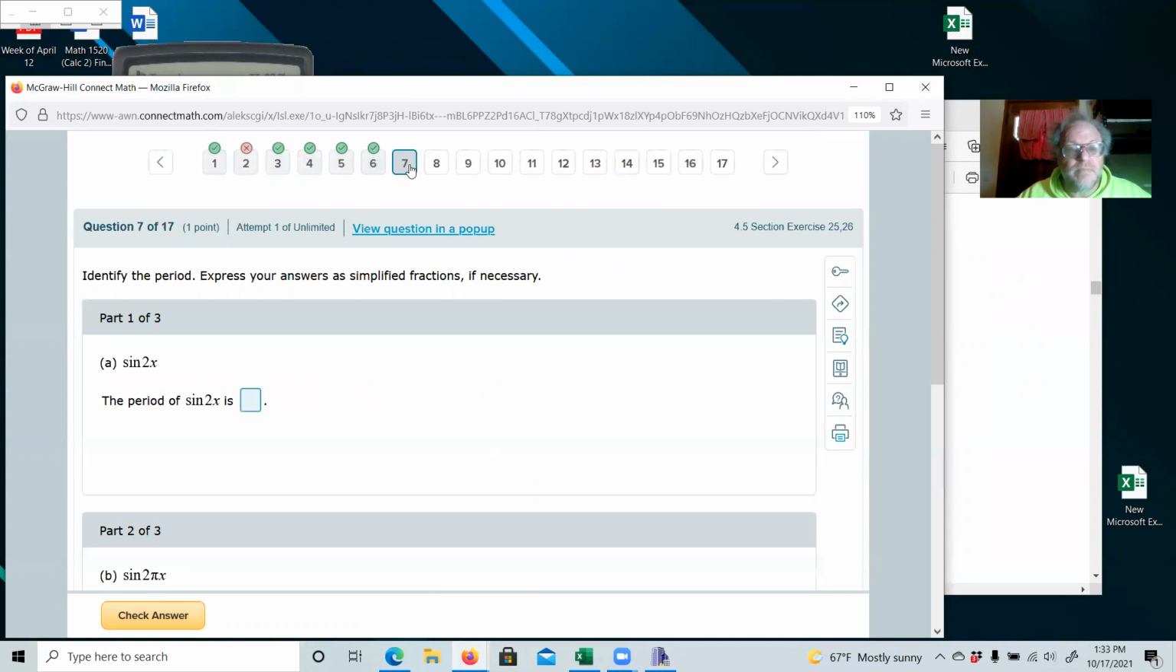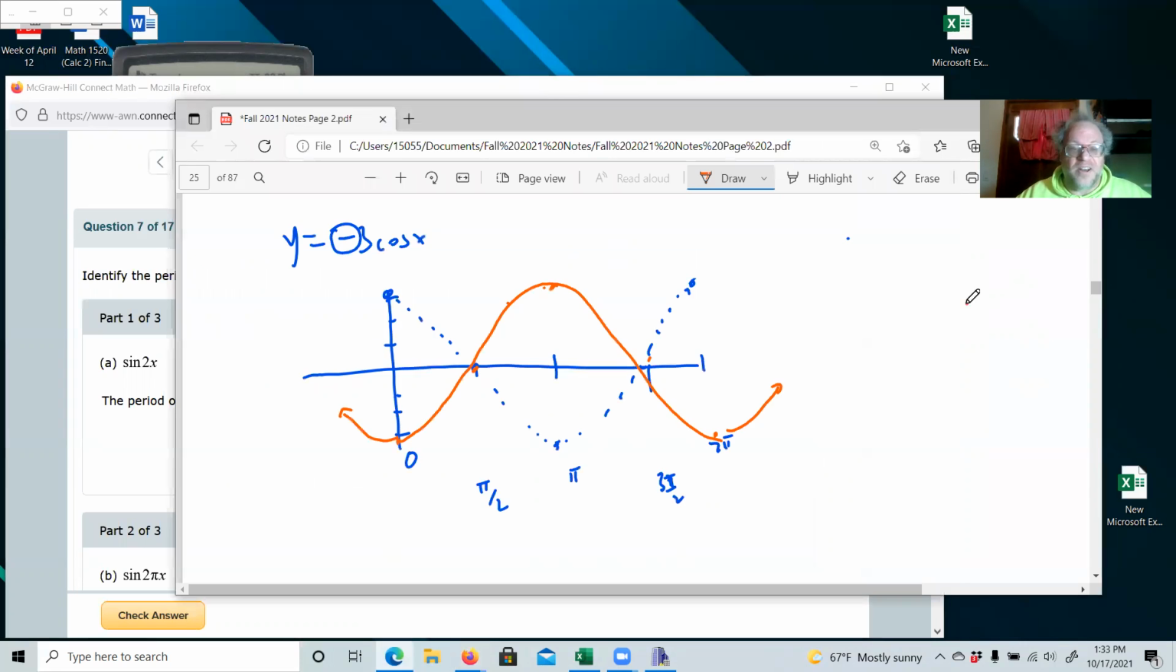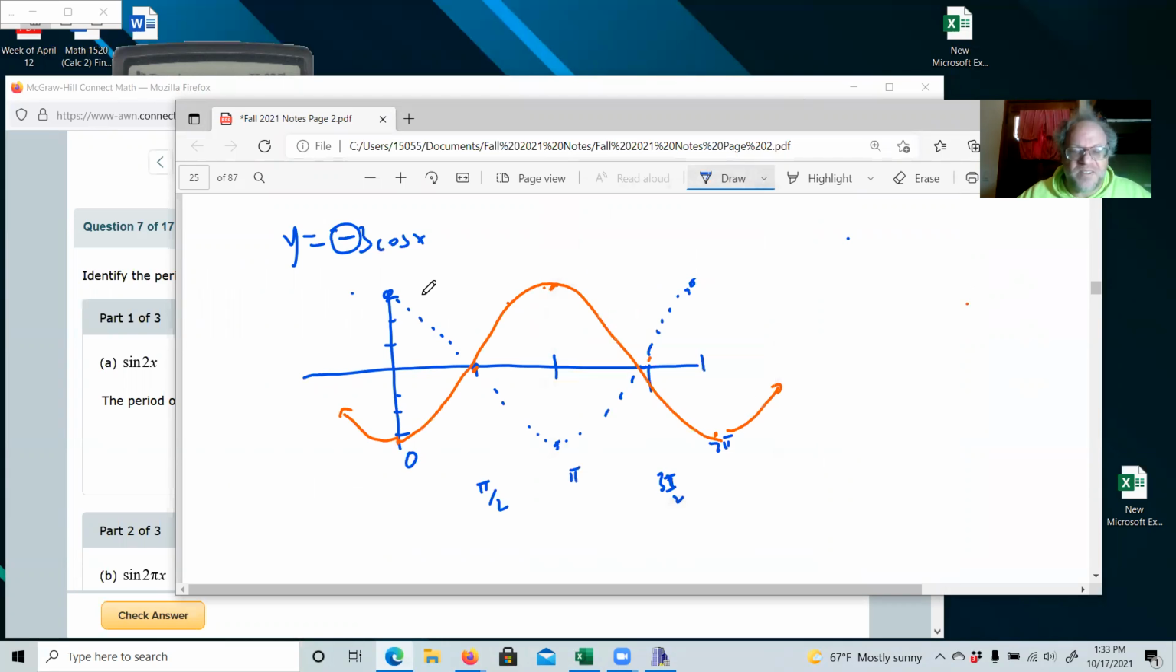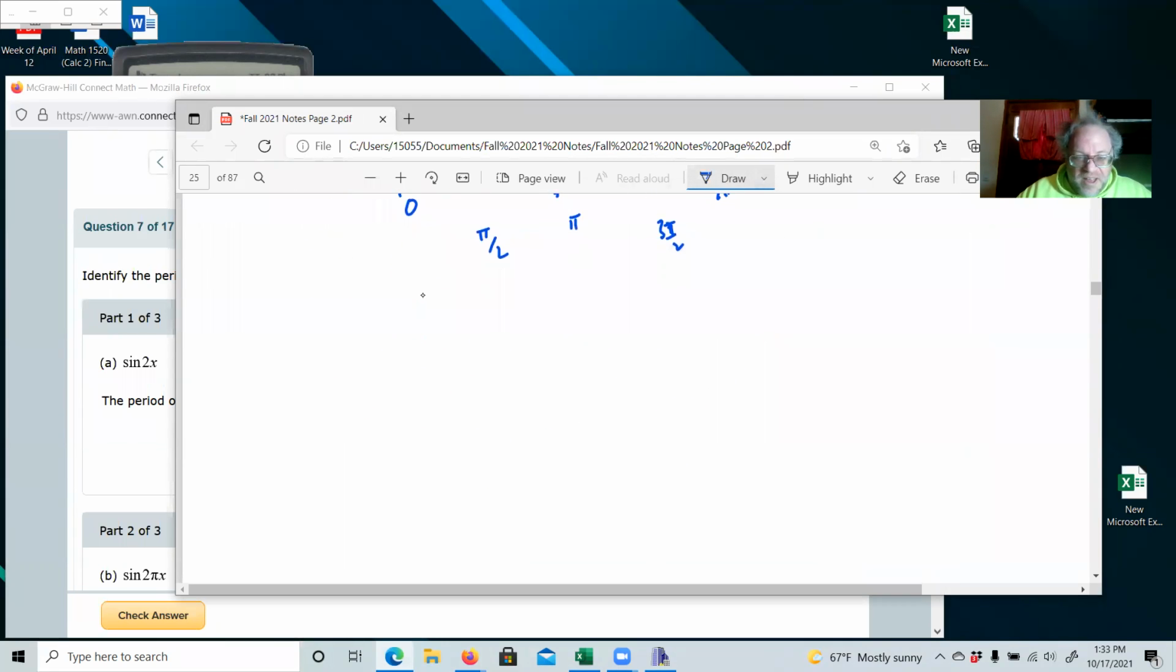All right. Sine of 2x. Oh, now they're getting fancy. Okay, now they're changing the period on us. Okay, so this is okay. Our regular period for sine is 2 pi.